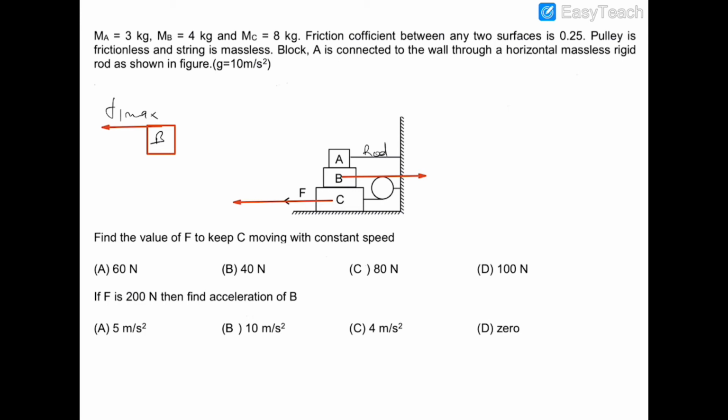Now this block C is moving towards the left side, and this block B is moving towards the right side. So C will be applying a friction on B towards the left side, and C will be trying to drag the block B. So the friction of C will also be acting towards the left side. Now this will be the tension of the rope.